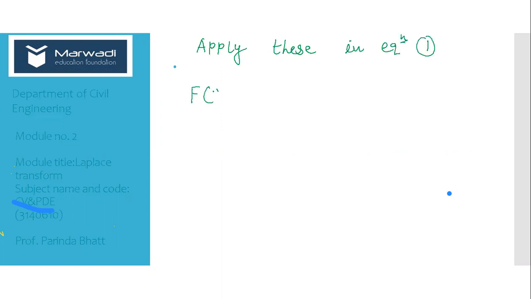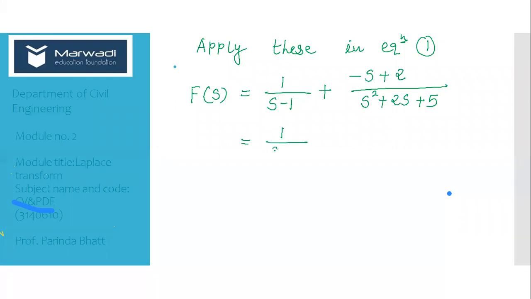Therefore, f of s is a, which is 1, divided by s minus 1, and the value of b is -1, therefore minus s, and the value of c is 2, divided by s square plus 2s plus 5. Okay. Now the first term we can easily solve with the inverse Laplace, but the second term we have to change, right?